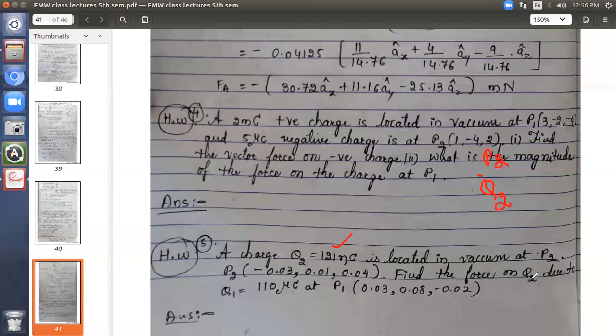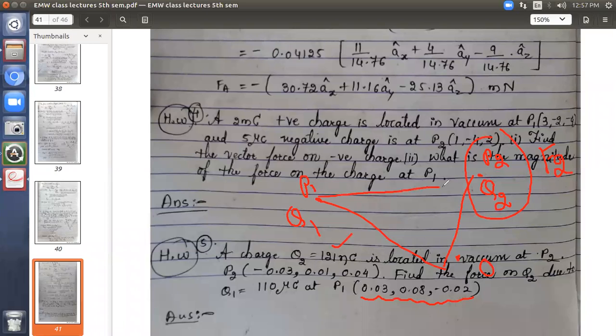Find the force on this Q2 due to a charge Q1. So there exists one more charge here, Q1, which is 110 microcoulomb at point P1. And P1 points are also given to you: 0.03, 0.08, minus 0.02. Q1 and Q2 are given to you. Take a common point as origin. Find the force on Q2. So you need to calculate F2 here.